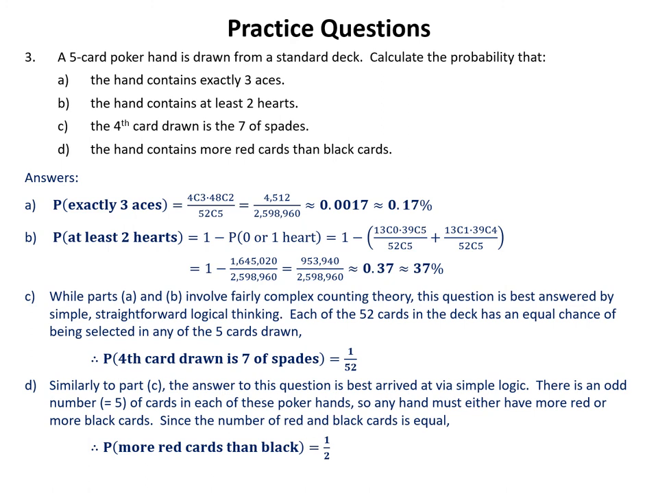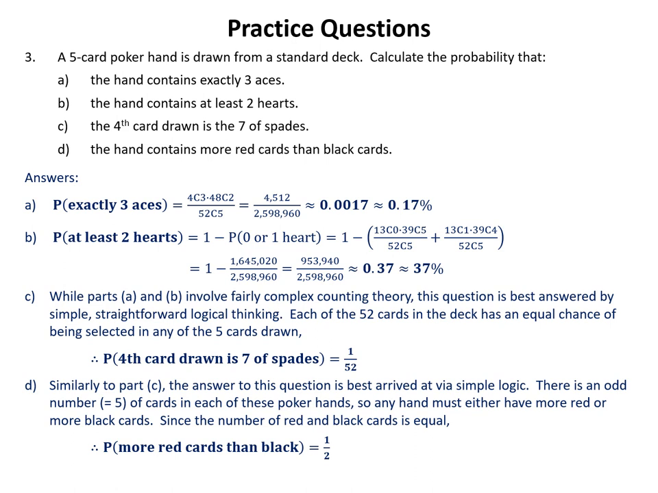Now, for part D, we can approach this problem in a similar way to part C by using logic rather than just one of the basic formulas for probability. Otherwise, as with part C, this can get rather complicated, and we're looking for an efficient, elegant way of answering each of these questions. In this case, we're interested in the probability that the hand contains more red cards than black cards. Now, there's a lot of different ways that you could get more red cards than black.